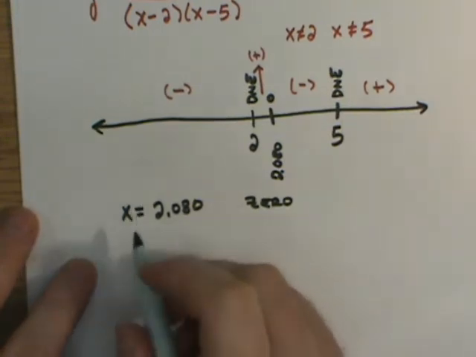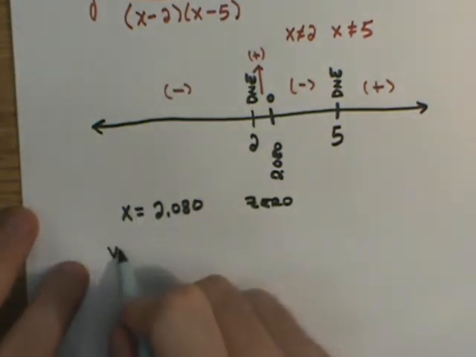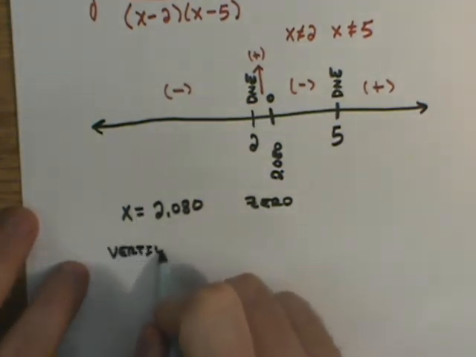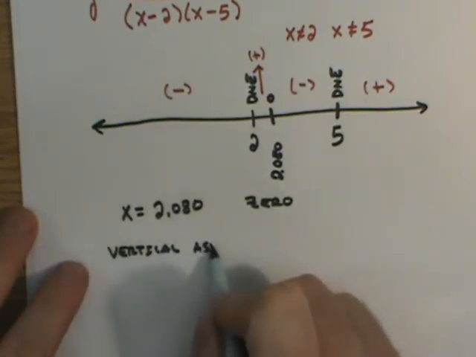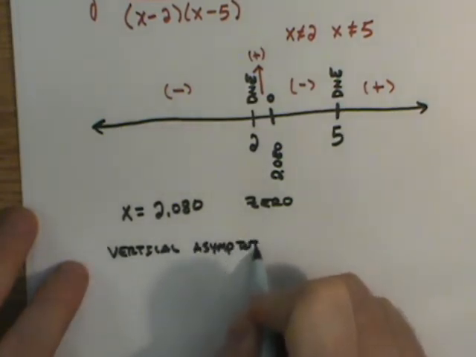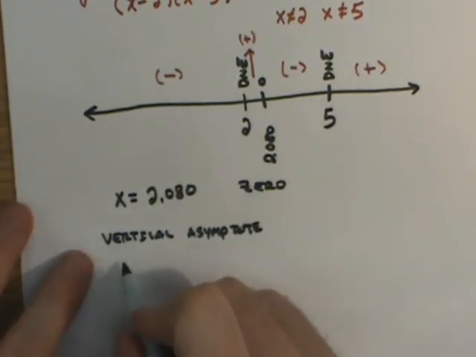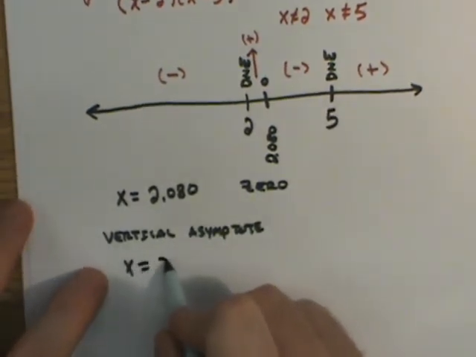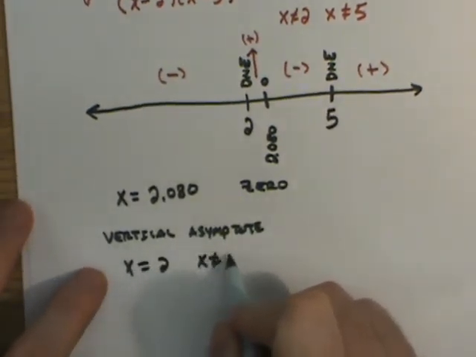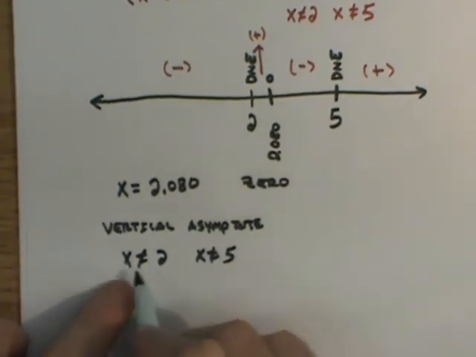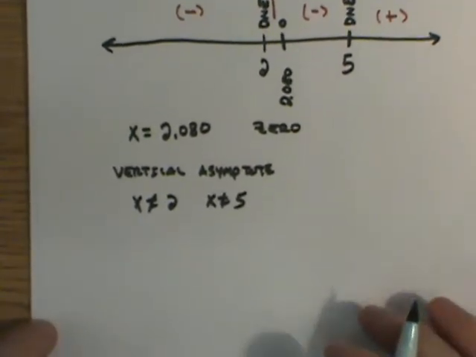I have asymptotes, and we're talking vertical here, vertical asymptotes at x equaling 2 and x equaling 5. So I don't really want to have those. I can't go to those values, so we say not equal.